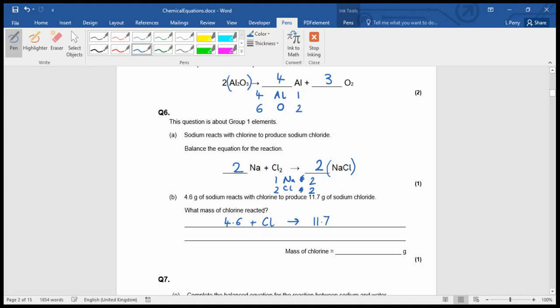Now, at the moment, I need to get Cl on its own. At the moment, it's plus 4.6, so I'm going to minus 4.6 from both sides to find out how much Cl there is. So Cl is going to be 11.7 minus 4.6. Type that into my calculator. And that's 7.1.